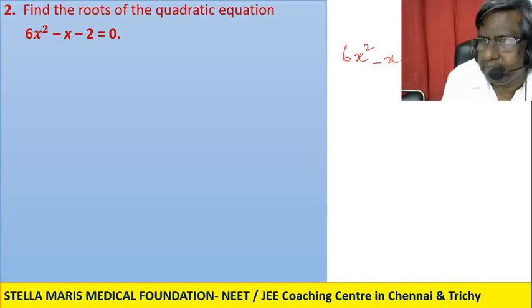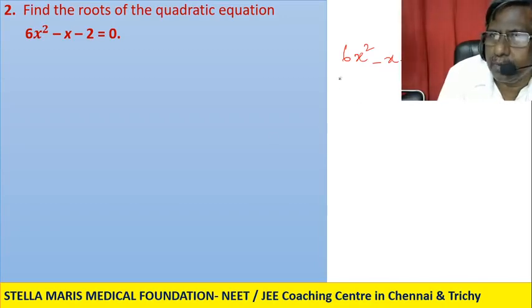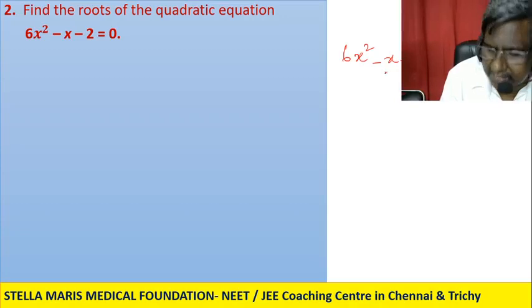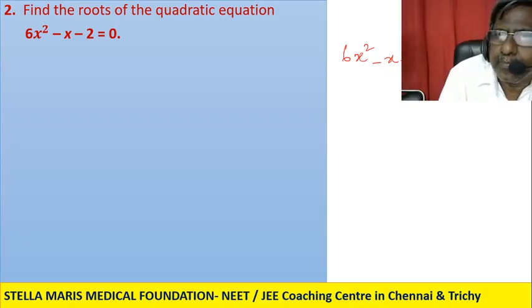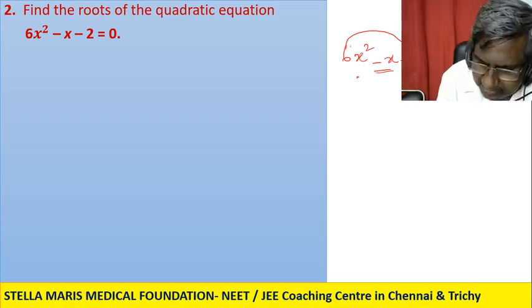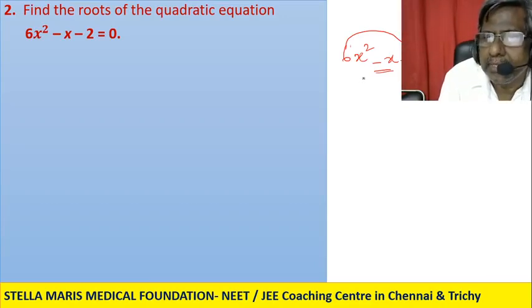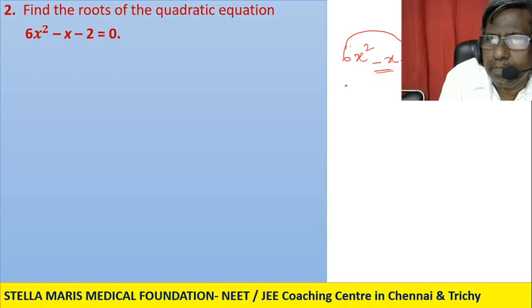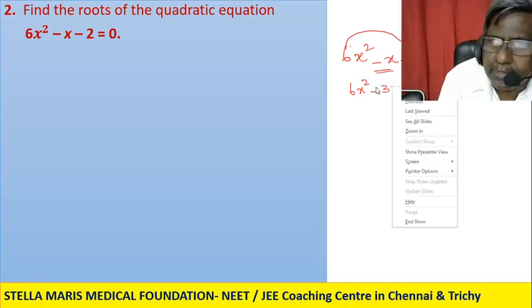I'll solve this problem. Please watch this. 6x square minus x minus 2. So this product of 6 into 2 is giving you how much? You should get 12. So what I'm trying to do, I'll split this middle term into 2 so that the multiplication of the two numbers will come to 12. How will it be? I can write like 6x square minus 3x, sorry, I can put plus.